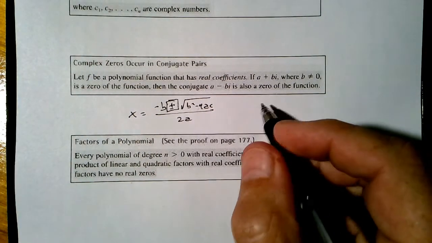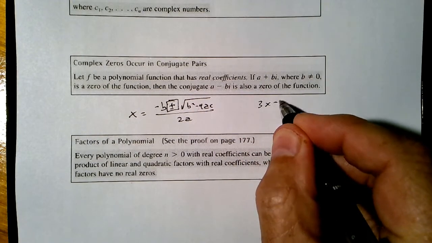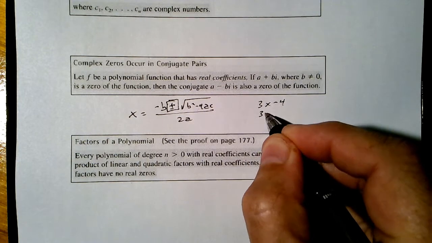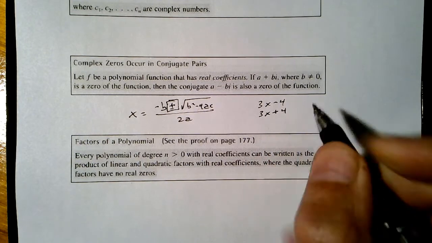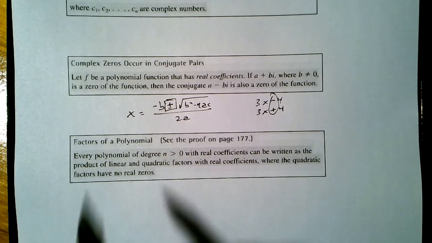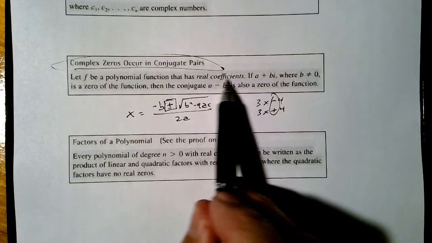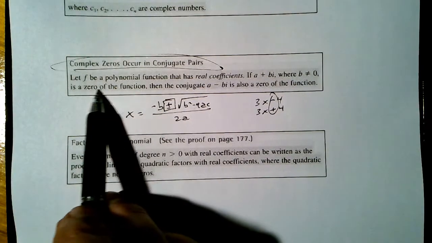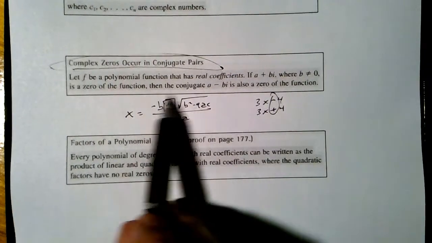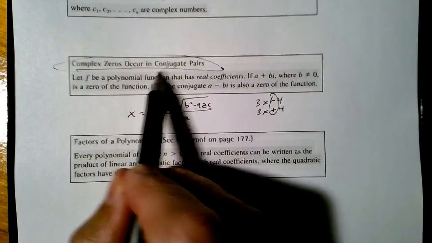And what is a conjugate? A conjugate is like 3x minus 4. The conjugate is 3x plus 4. There's our plus or minus right there. This is a really useful formula for us. And if you read this, it's almost like this doesn't need to be there. Sometimes mathematicians in explaining things cloud them up a little bit. Complex zeros occur in conjugate pairs.